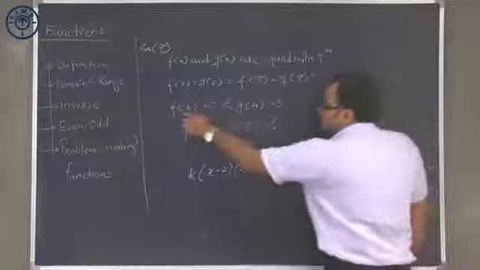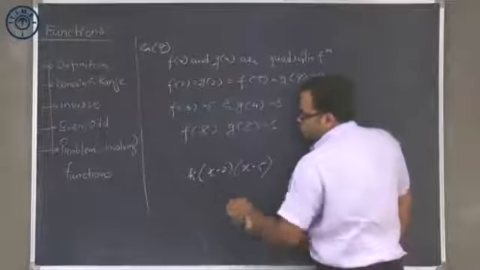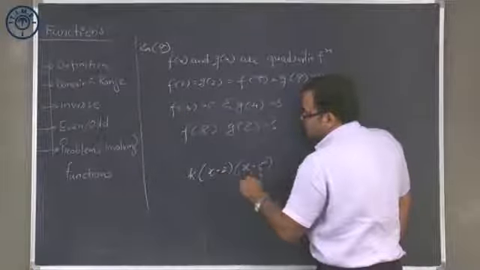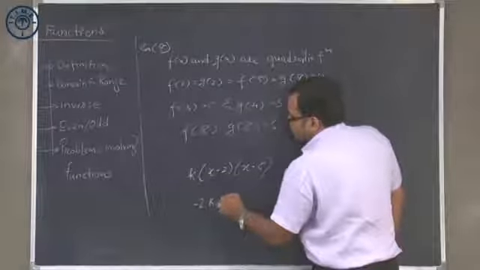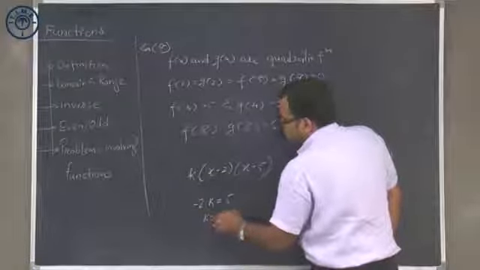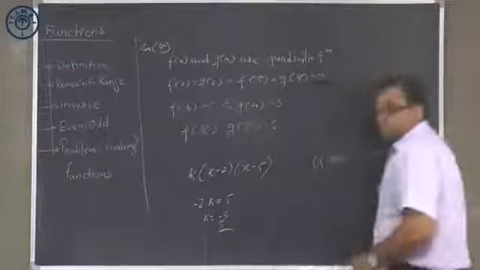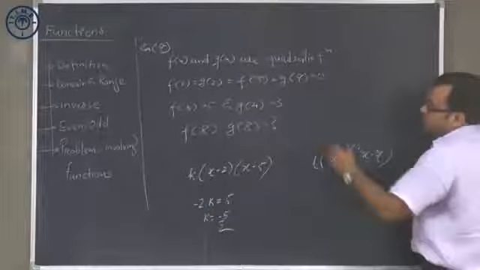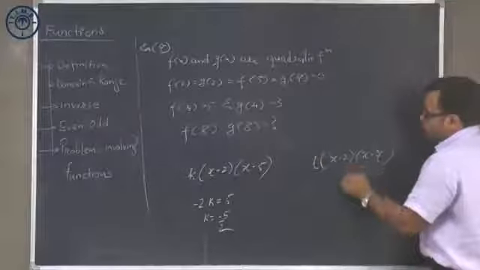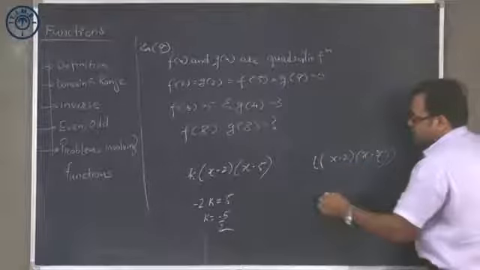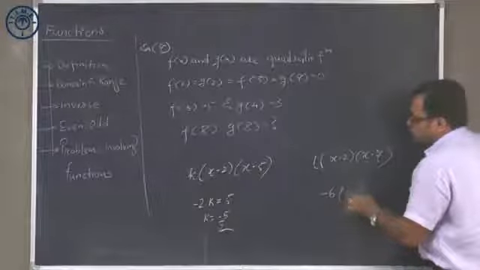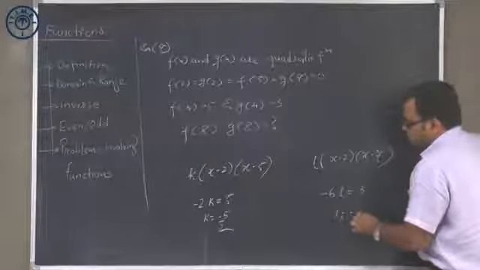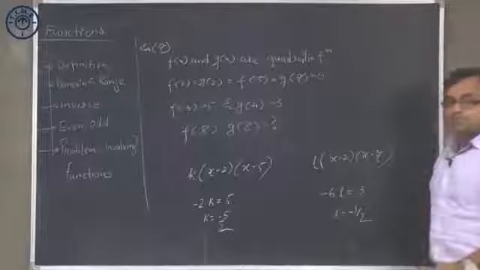Now, if f of 3 equals 5, let me put x equals 3 here. 3 minus 2 is 1, 3 minus 5 is minus 2. This becomes minus 2 into k is equal to 5. So, k is equal to minus 5 by 2. Similarly, on this side, g of 4 equals 3. 4 minus 2 is 2, 4 minus 7 is minus 3. Minus 6 into L is equal to 3. So, L is equal to minus 1 by 2.